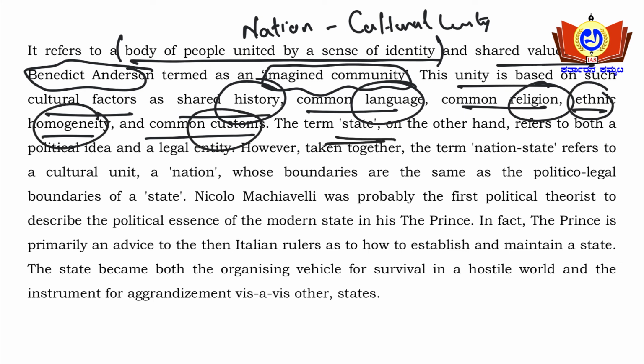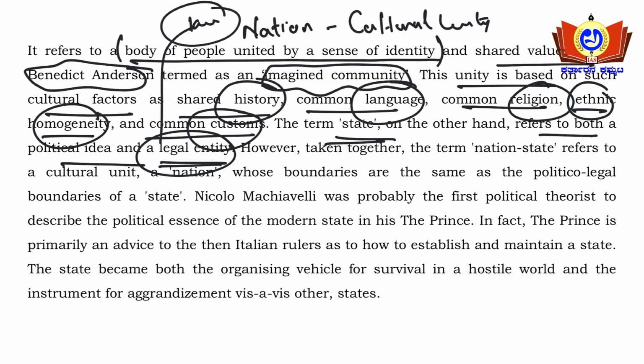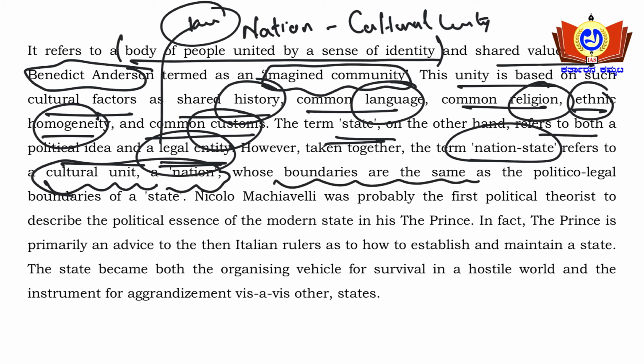The term state, on the other hand, refers to both a political idea and a legal entity. Law is important here, for state means a political and legal entity. However, taken together, the term nation state refers to a cultural unit, a nation, whose boundaries are the same as that of the political and legal boundary of the state.